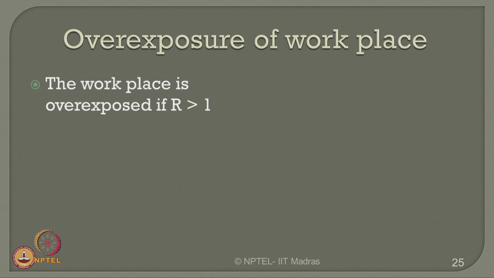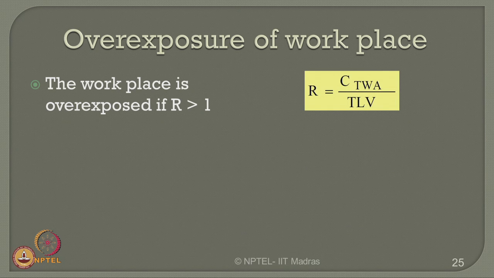Based on this, one can also find out whether the human being is overexposed in the workplace. The workplace is considered to be overexposed if the R value is greater than 1, where R is given by the ratio of CTWA by TLV. For every chemical, you have a threshold limit value. You already know the CTWA value. If the ratio of this exceeds 1, then one can say the workplace exposure is highly overexposed.